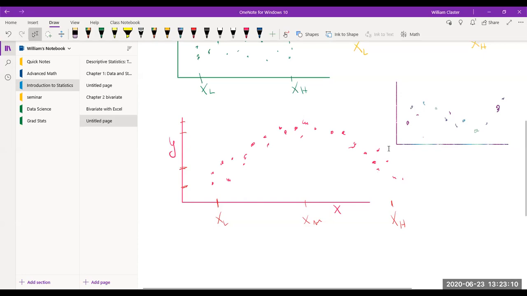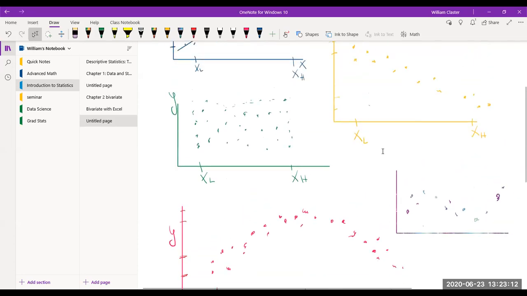Now, the only picture I've drawn so far where there's no relationship is the green one, right? Because there, knowing what X is doesn't give me any clue about what Y is. Okay, that's the idea of relationship.